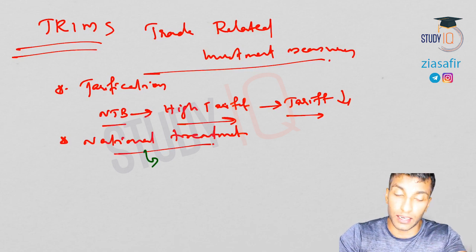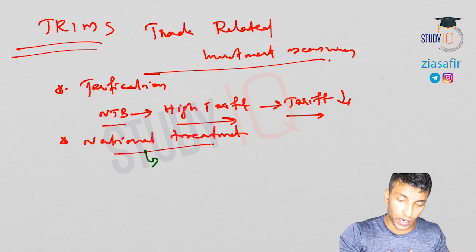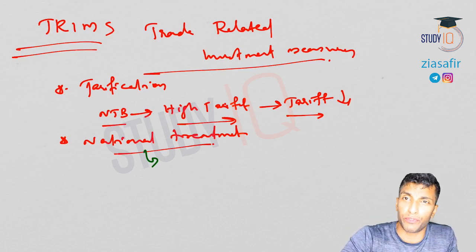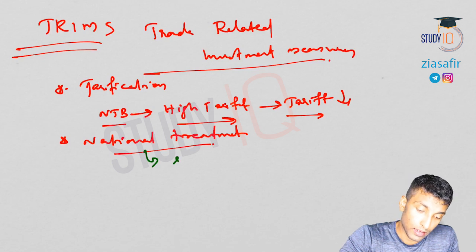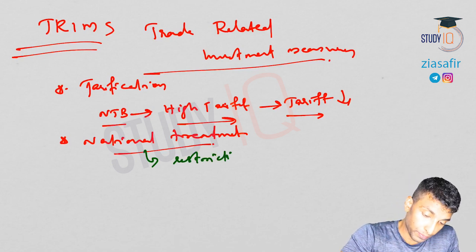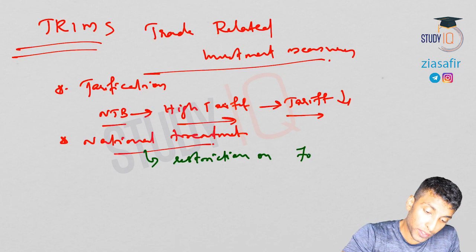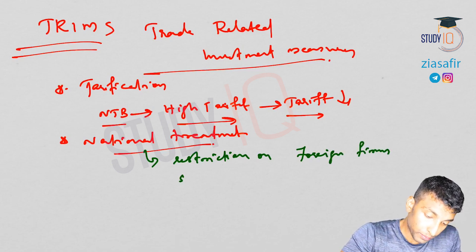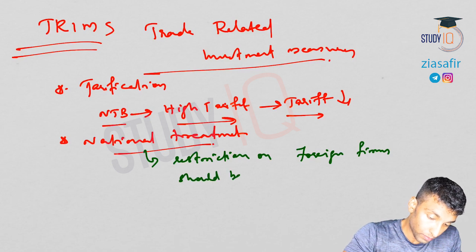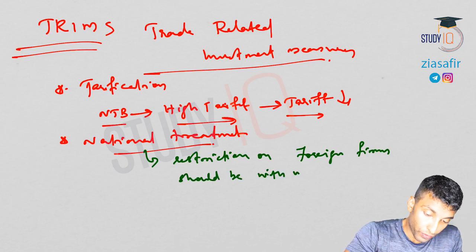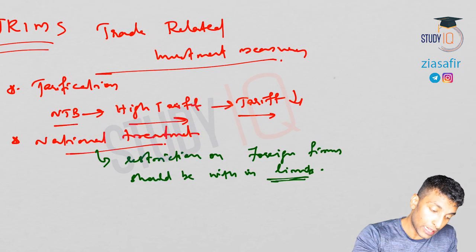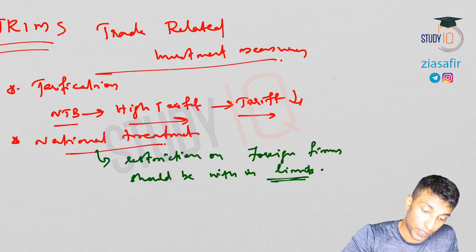That is what you mean by domestic content requirement. So let me write down here. I hope you understood this. So under this, restriction on foreign firms should be within limits, okay? And gradually this has to be reduced.